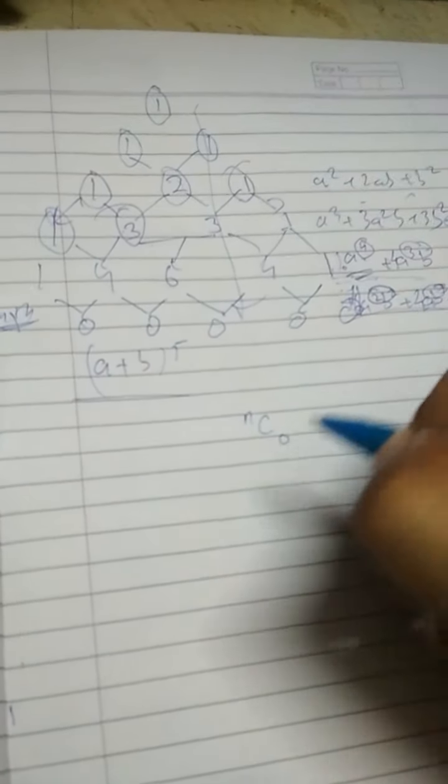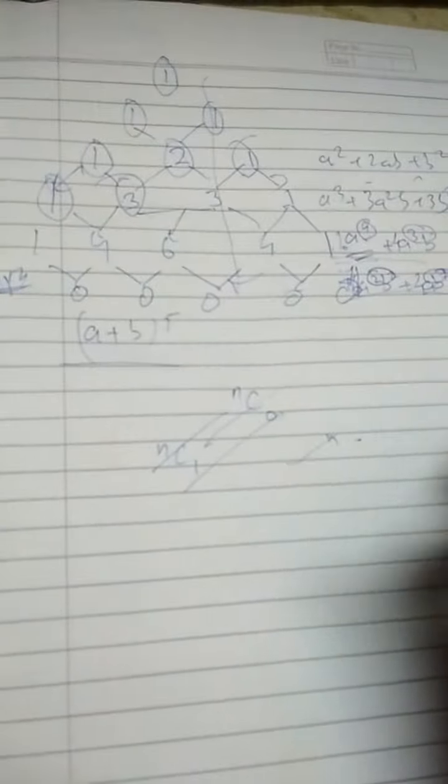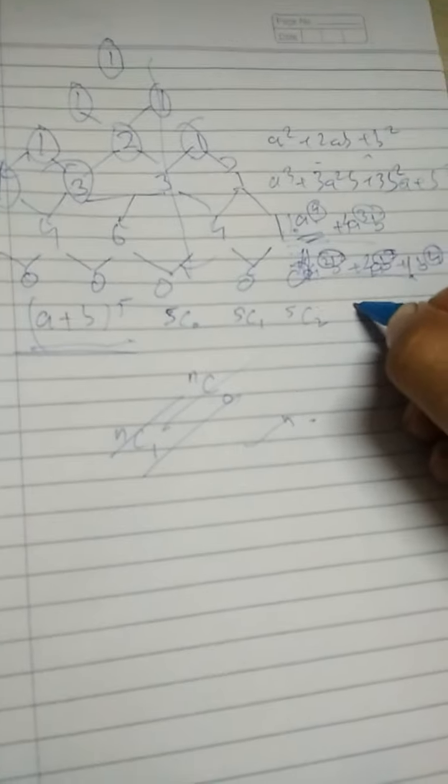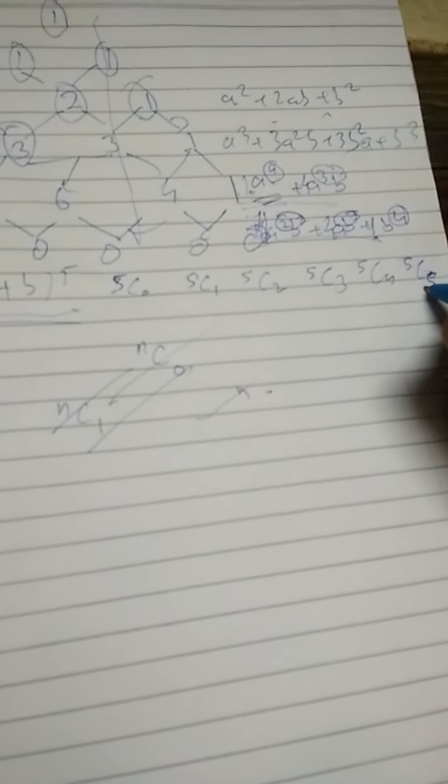nC0, nC1, sorry, a plus b to the power 5 will be 5C0, 5C1, 5C2, 5C3, 5C4, and 5C5. 5C5 is nothing but 5C0, because we studied in the last chapter that 5C5 is equal to 5C0. So we calculate this, and we get our coefficients.